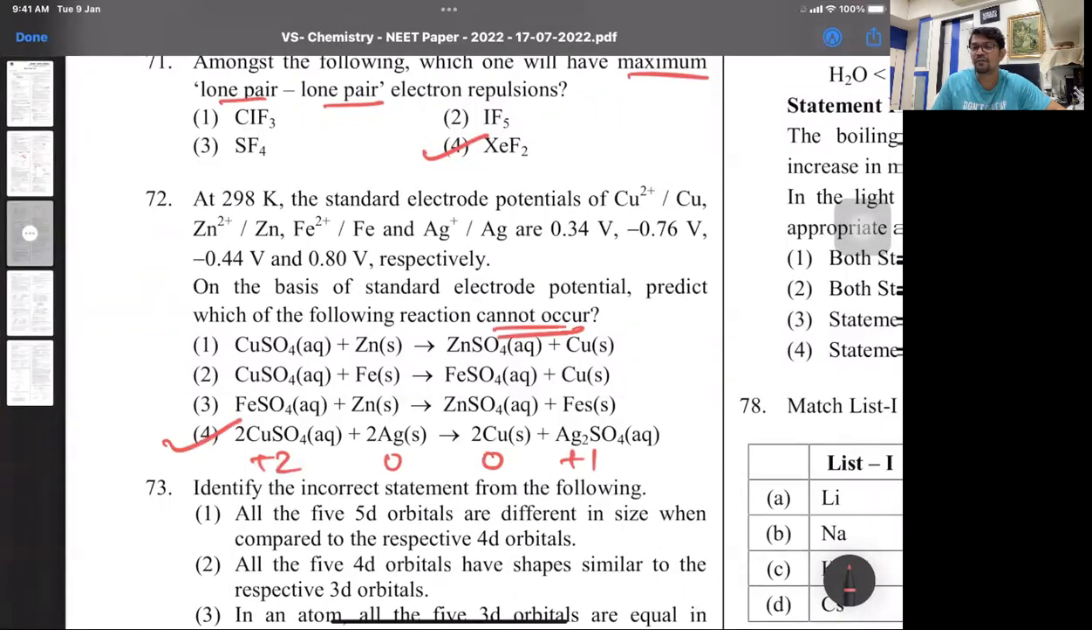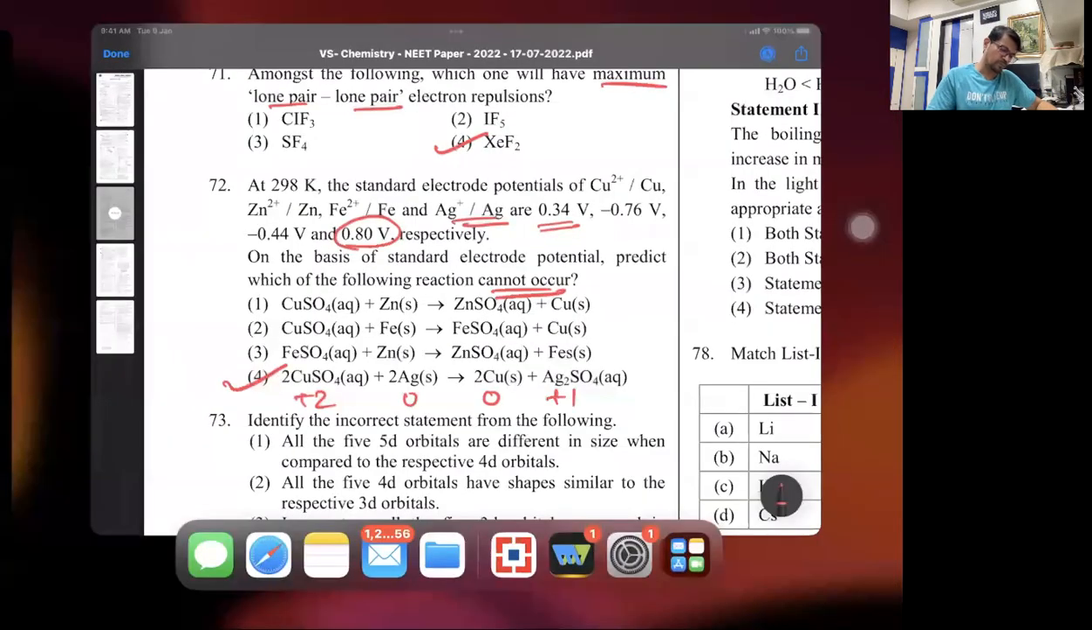And technically, if you look at the values, silver has a value of plus 0.8 volts. So silver ions should technically get reduced to silver, and it should be the other way around. Copper should get oxidized because for cupric ions the value is only 0.34 as compared to that of silver, which is 0.8. So the correct reaction should be copper getting oxidized to cupric ions to form copper sulfate, and silver ions getting reduced to silver. All right. So 72 is 4.